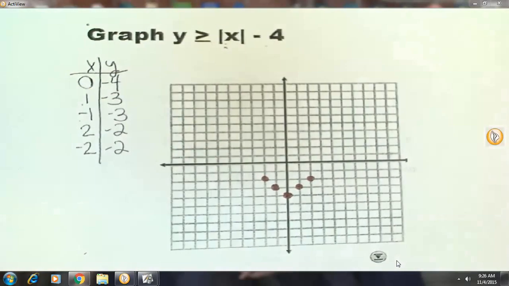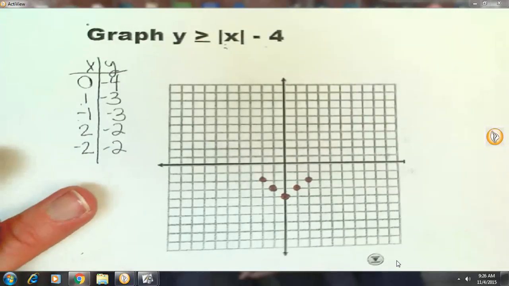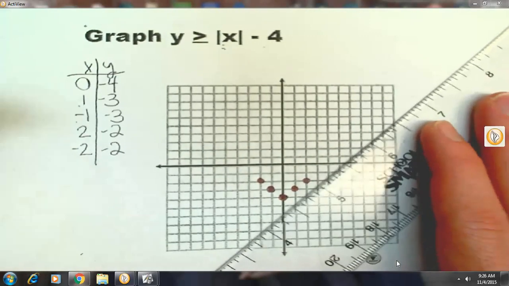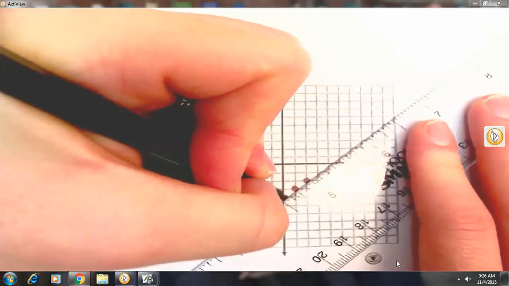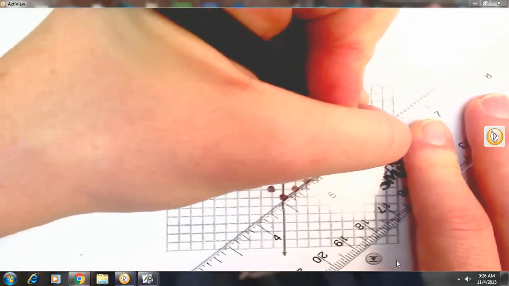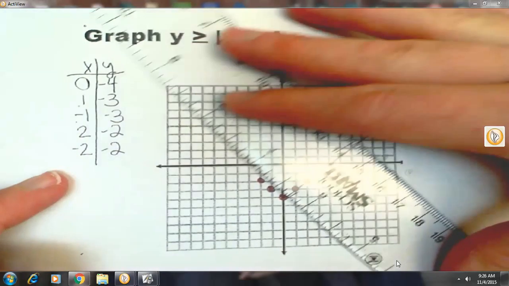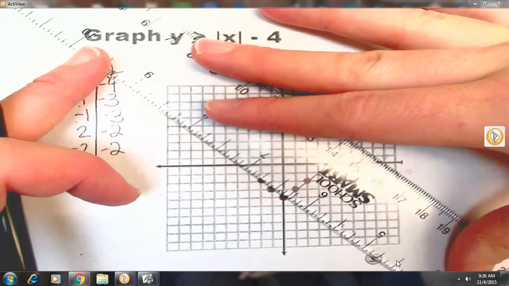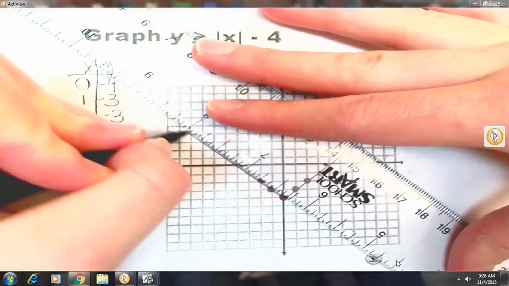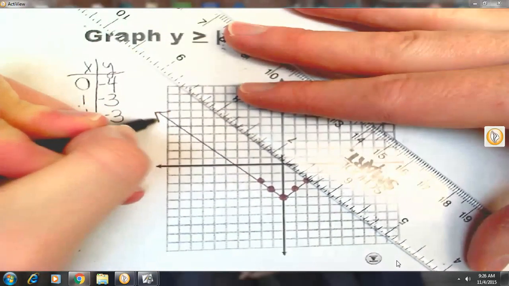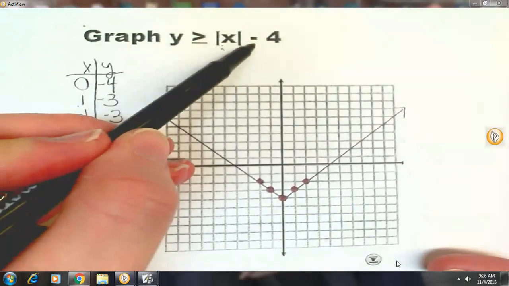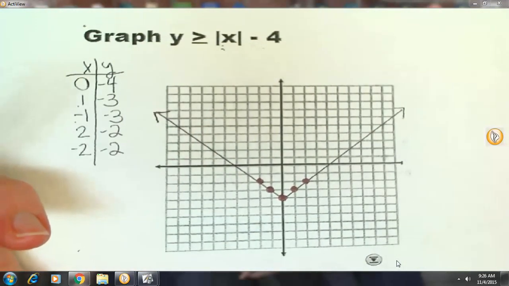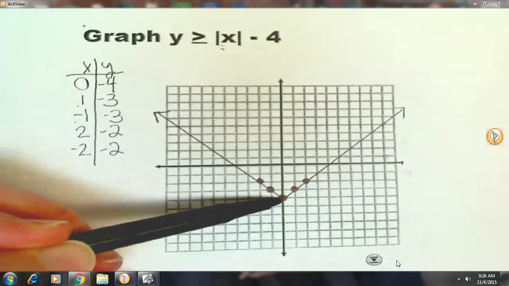I think at this point we've got a pretty good graph. Will we use a dash or a solid line? Solid. Solid line. Transformations here. If we're subtracting 4 outside of our function, what do we predict should happen anyway? It should go down 4. And isn't that what my vertex did? Yes. It shifted down 4.